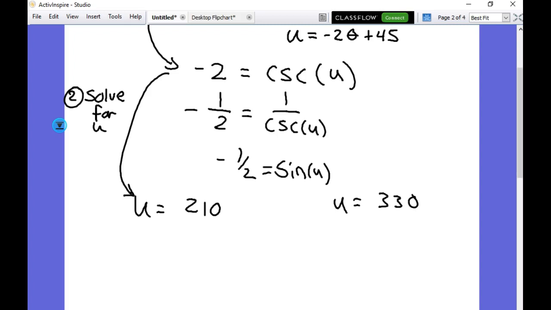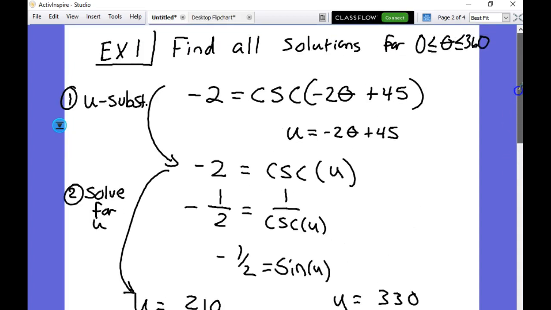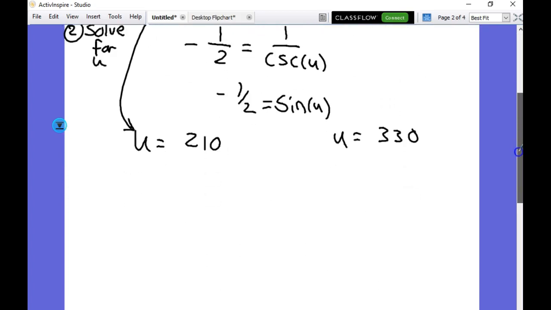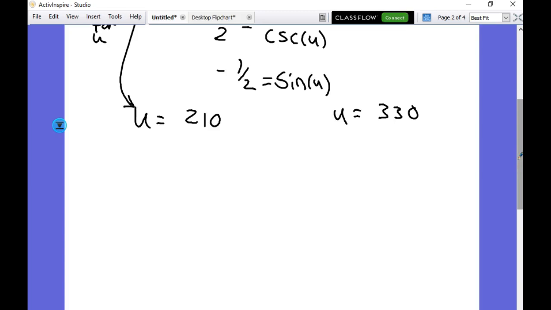All right. So anyway, here we go. We solved for U. Now here's the thing. Our directions asked us to solve for theta from 0 to 360. I haven't done what they've asked me to do, because they're asking me to solve for theta, but I've solved for U.